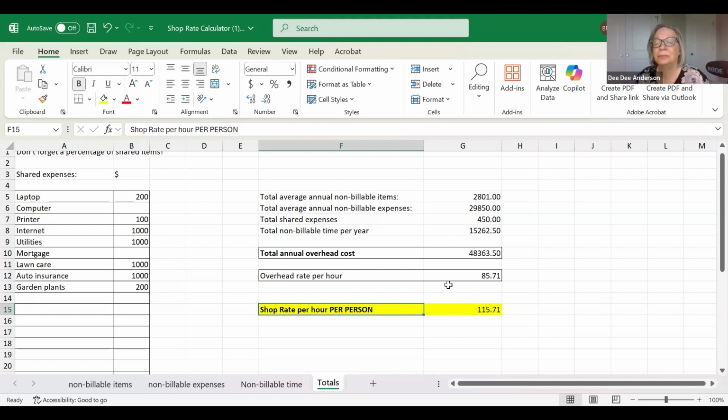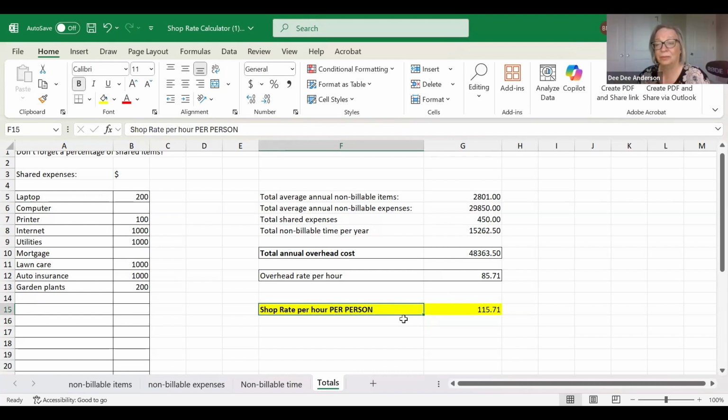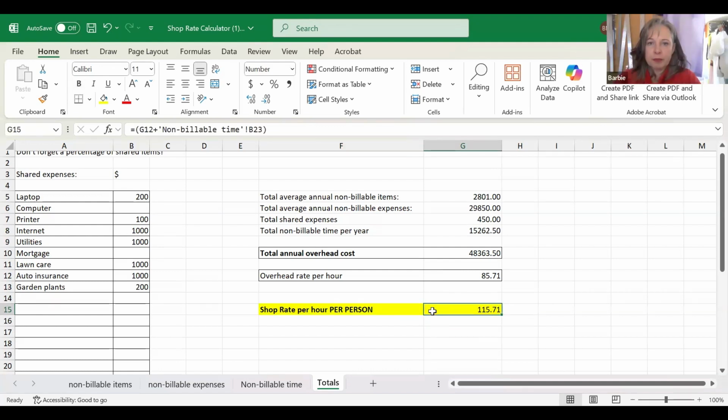Yes, it seems like a really big number, but the example I used was my mechanic. His overhead rate, his shop rate is $140 an hour. Nobody in that shop is getting paid $140 an hour. They're getting paid between $20 and $30 an hour. This covers all those other expenses.